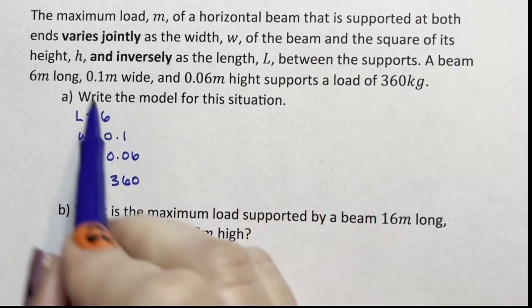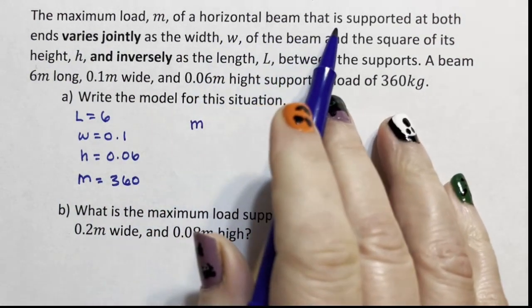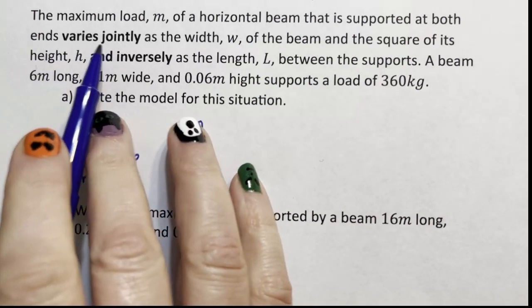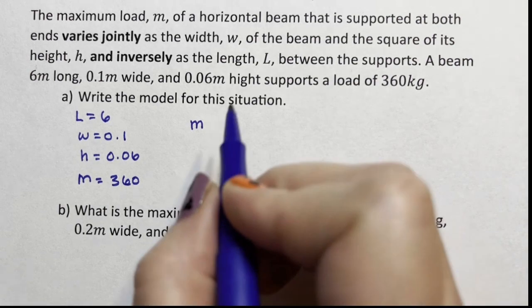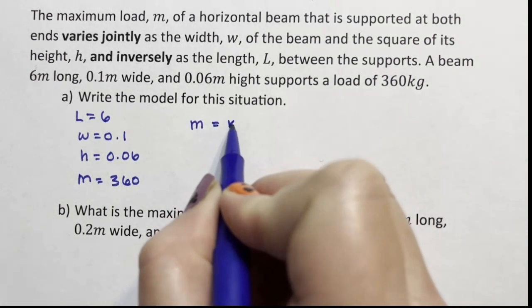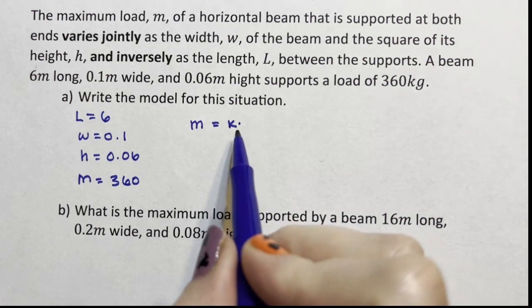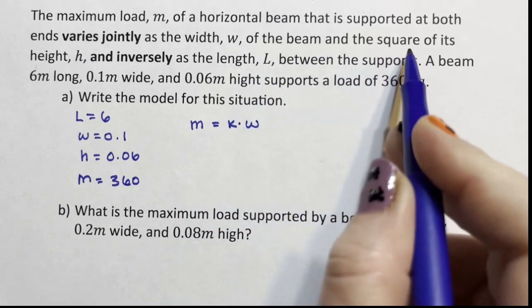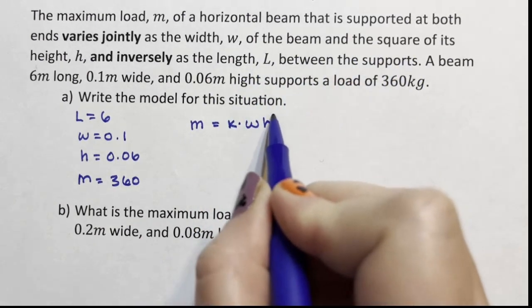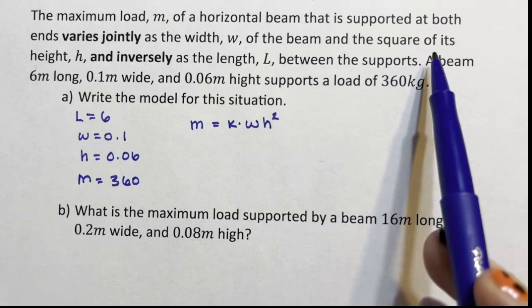Then if I come back and start over, it says the maximum load M of a horizontal beam that is supported at both ends varies jointly. Again, varies jointly means direct variation with more than one variable. So varies jointly is K times, because K is our constant of proportionality, the width of the beam and the square of the height. So height squared. Make sure you read this really closely because square and square root often get confused.